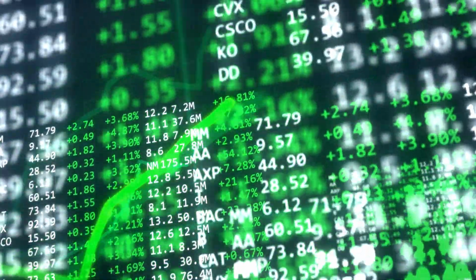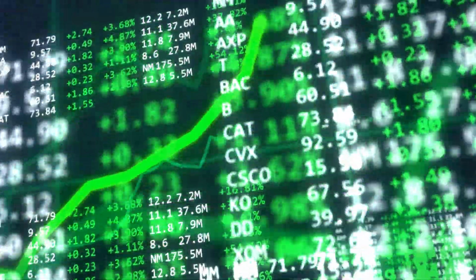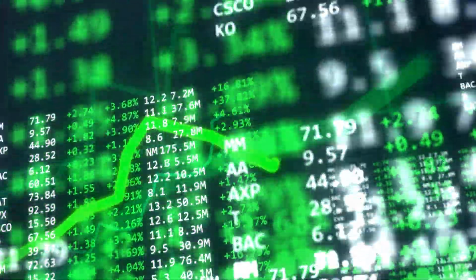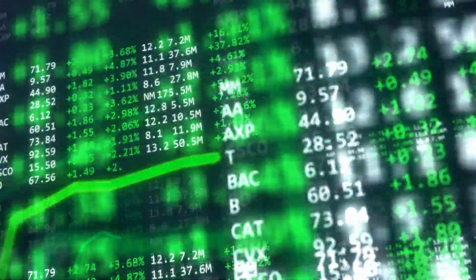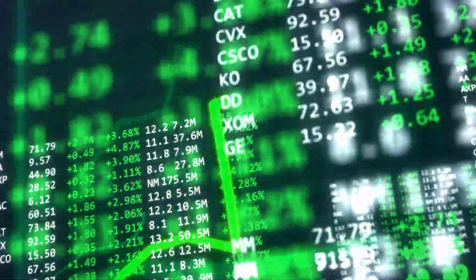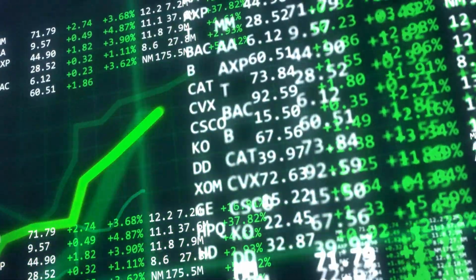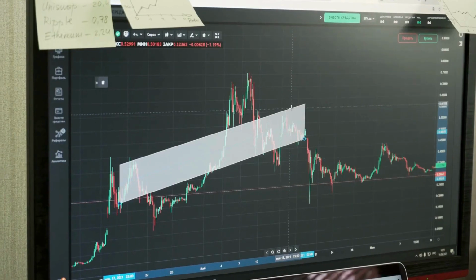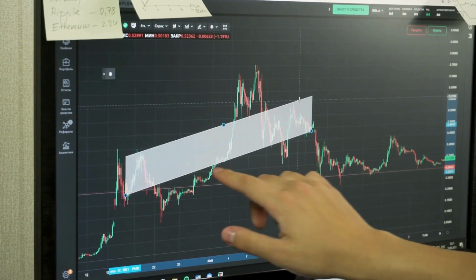For instance, if you're trading the EUR-USD pair and take a short position, you're selling euros while buying US dollars. Your goal is to repurchase those euros later at a lower price, profiting from the difference.